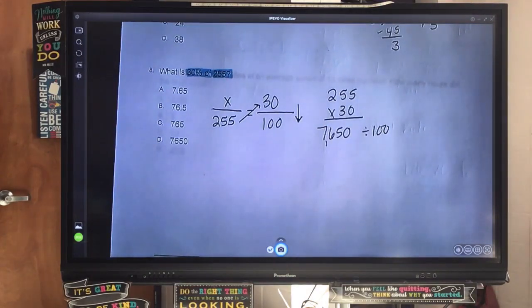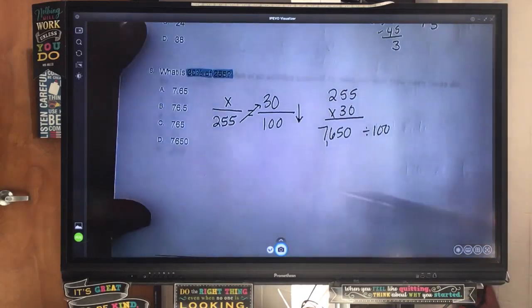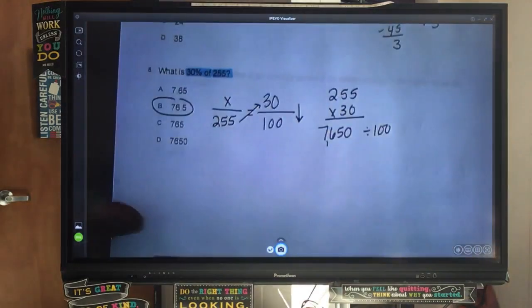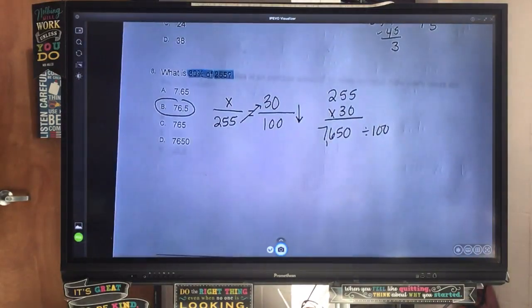So when we do 7,650 divided by 100, what do we get? What'd you get? 76.5. Okay? So, very close. Good job. Actually, you got the right answer. Did I hear you say the wrong number? Okay. Either way, you got the right answer. That's all that matters. All right. Questions about that one?